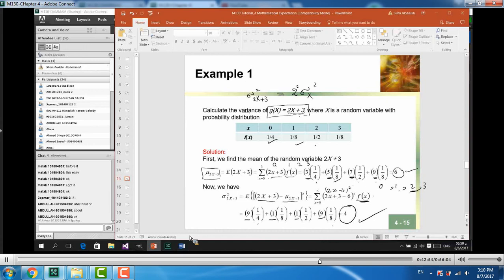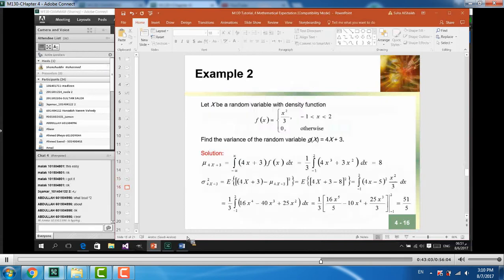One example here again, finding the variance of the function for x plus 3, but for a continuous random variable. So I'm talking about sigma of 4x plus 3. To find it, it is equal to the integration of the function minus the mu square multiplied with the function fx. So we will need to find the mu, even though they didn't ask me to find it.